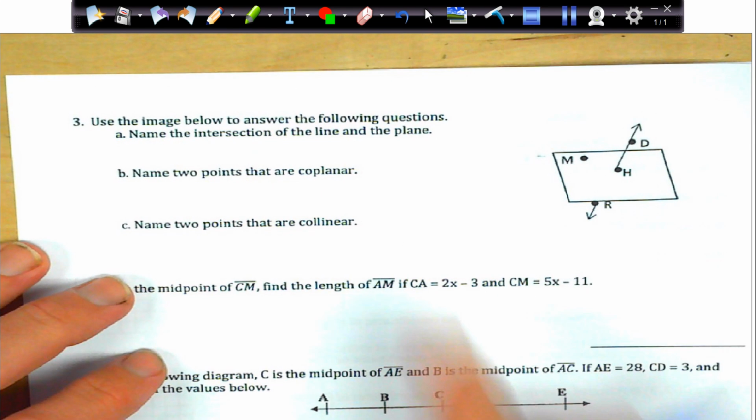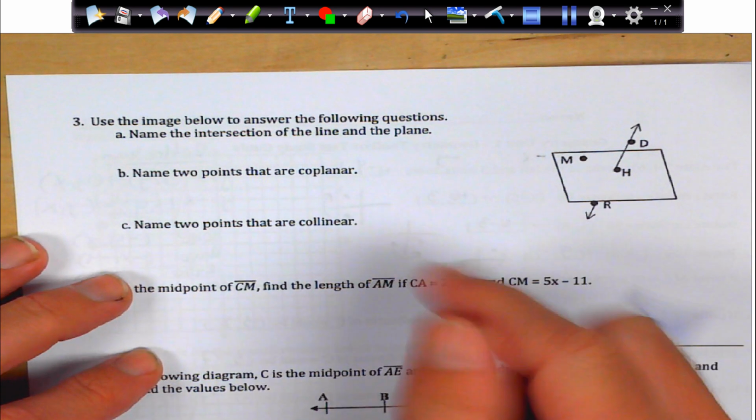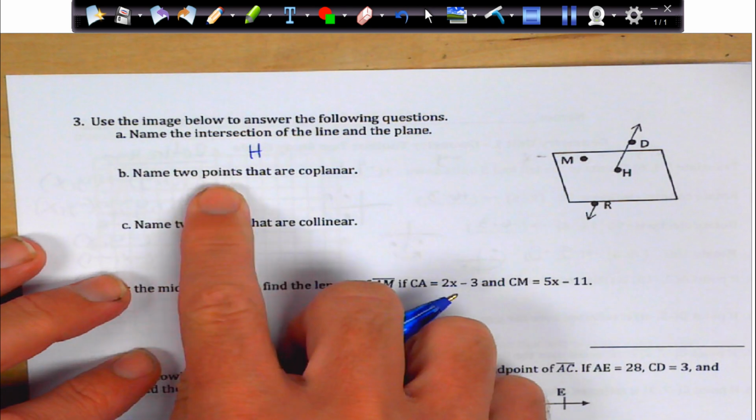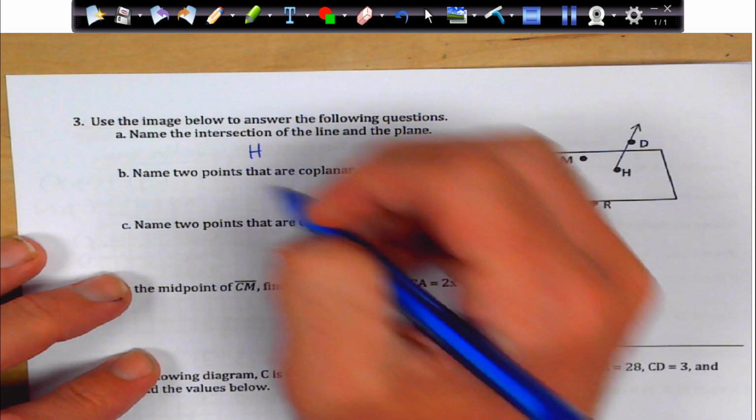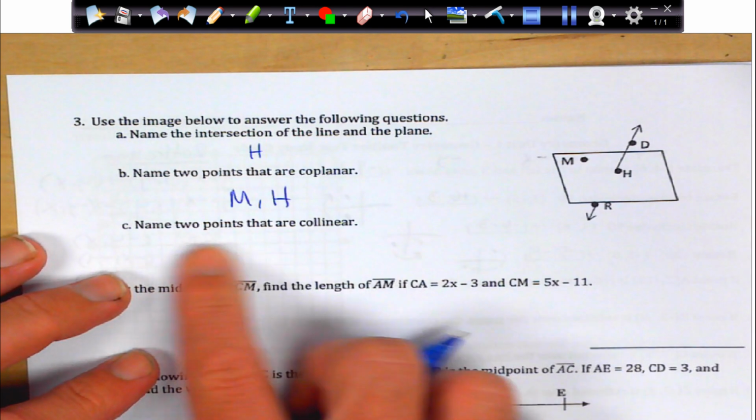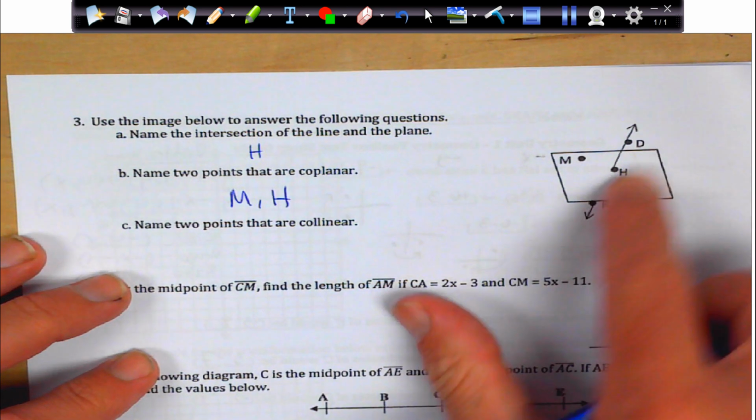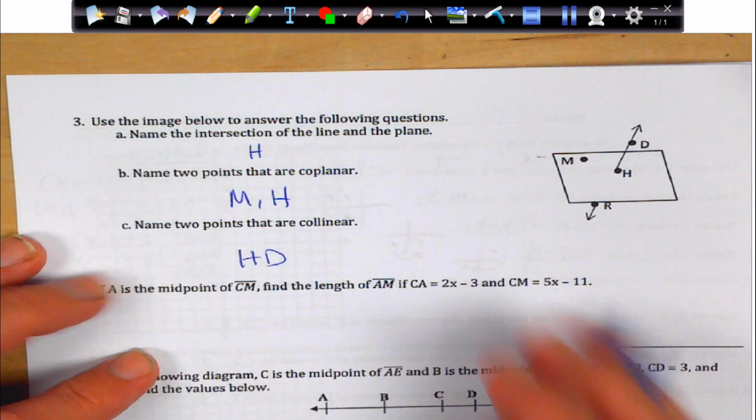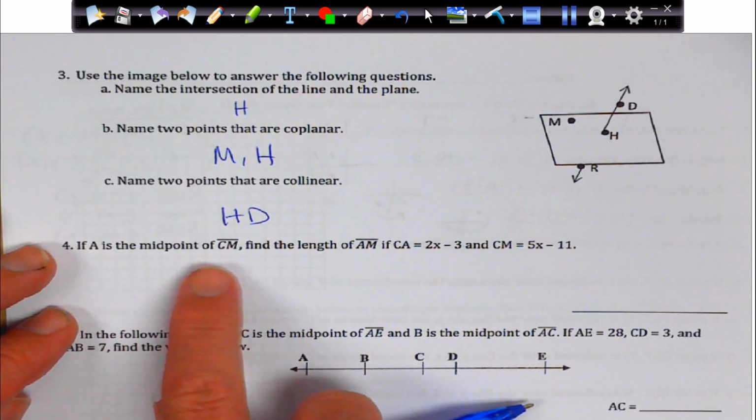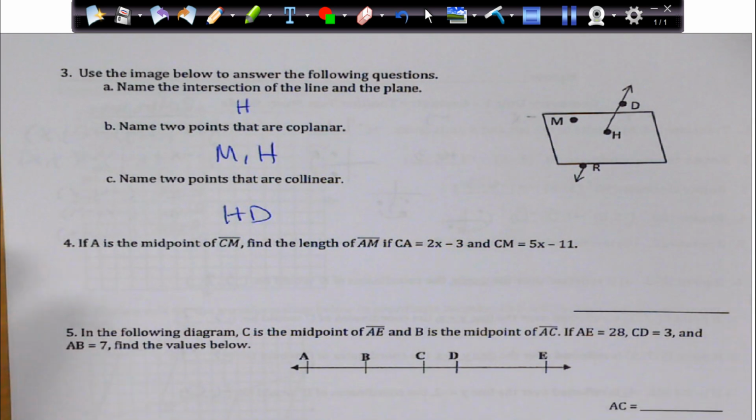Okay, name the intersection of the line and the plane. That would be at point H. Name 2 points that are coplanar. M and H are on the same plane. Name 2 points that are collinear. H and D are on the same line. If A is the midpoint of CM, find the length of AM.